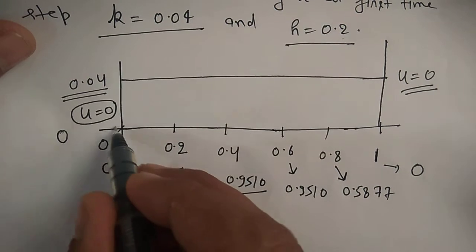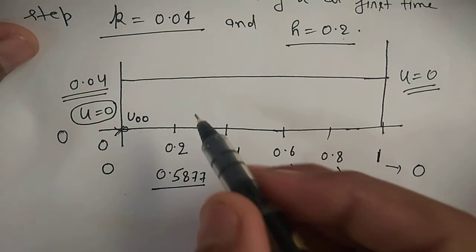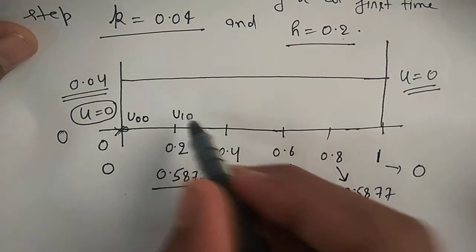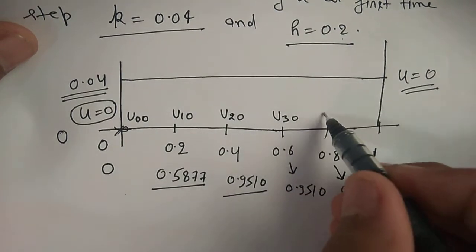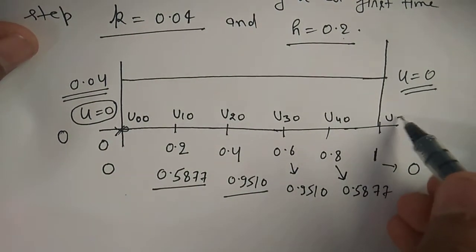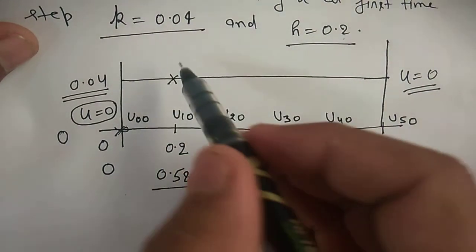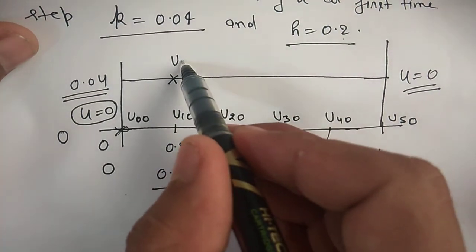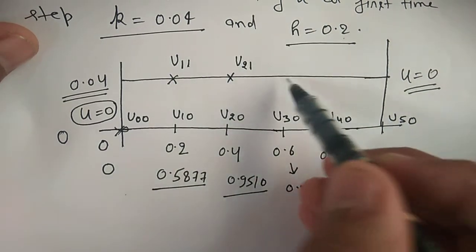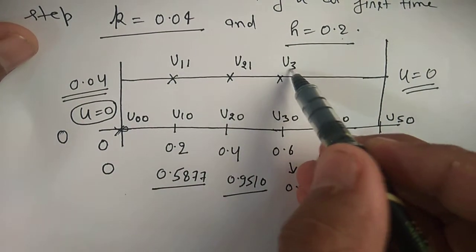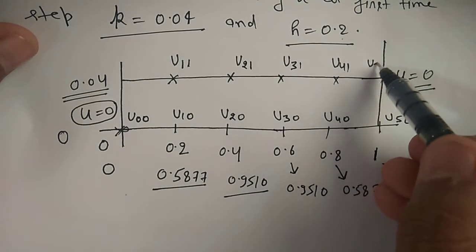this node, we say u00, this we say u10, this is u20, and u30, u40, and u50. And for the next level, for this point we have u11, for this node u21, for this node u31, u41, and u51.